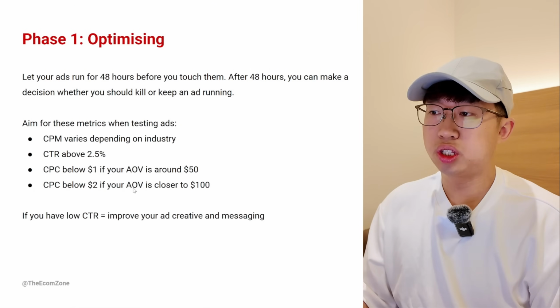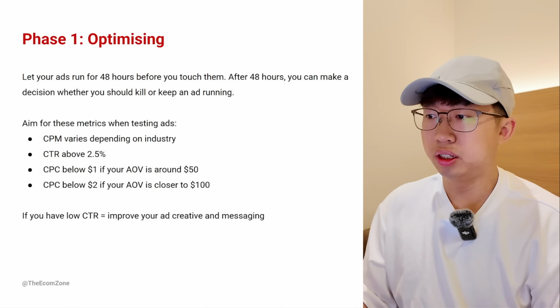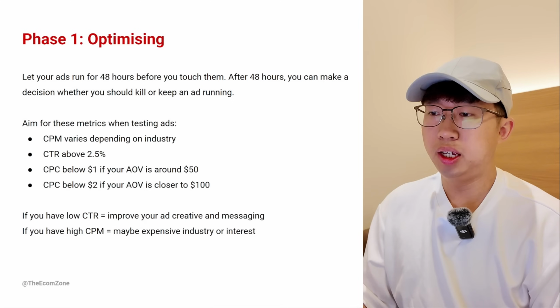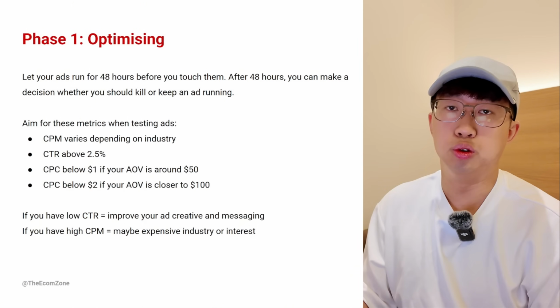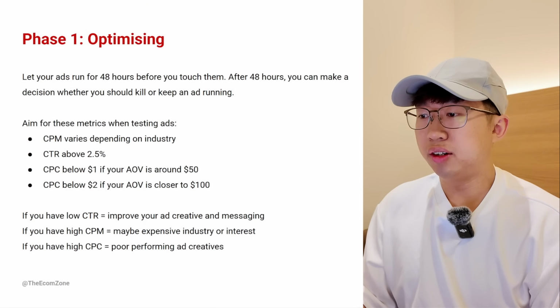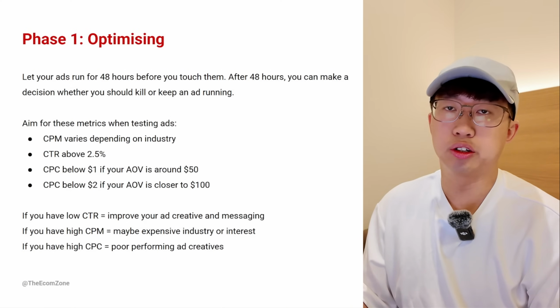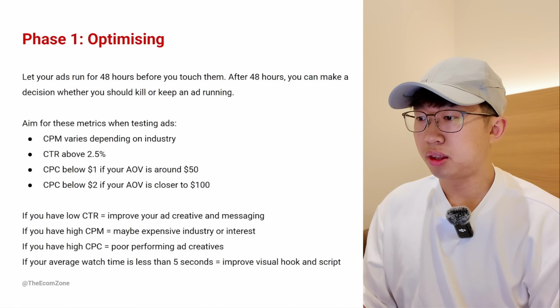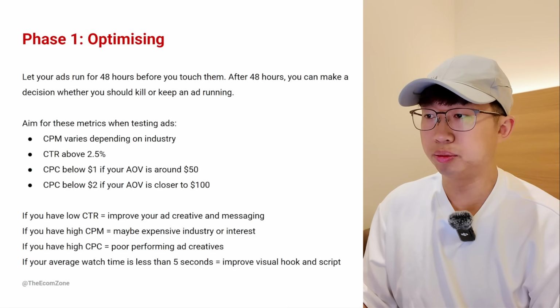So if you have a low CTR, you need to improve your ad creatives and your messaging. If you have a high CPM, it's maybe because you're in an expensive industry like beauty, or the niche or the interest you're targeting is too small. If you have a high CPC, then you just have poorly performing ad creatives and you need to work on your ad creatives. And if your average watch time is less than 5 seconds, then you need to improve your visual hook and your script.